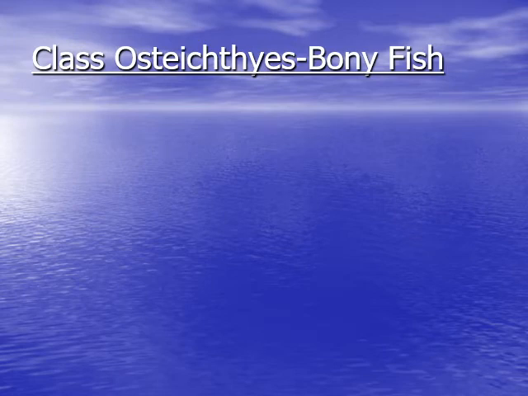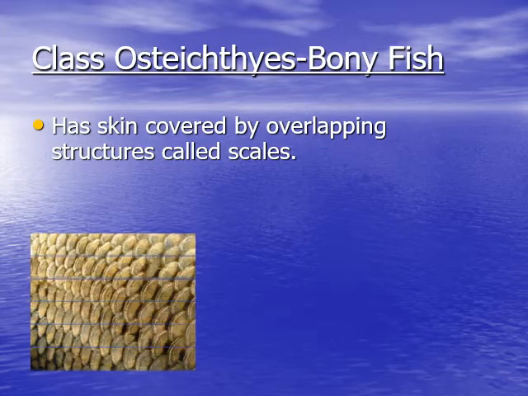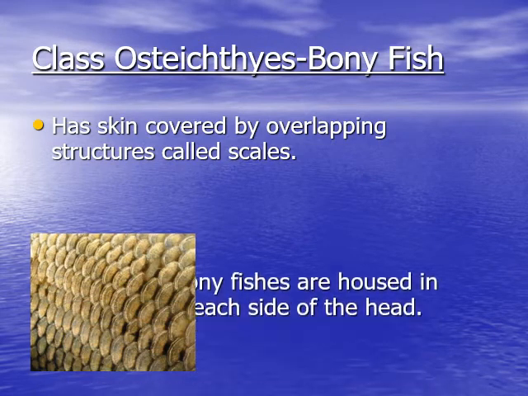The third class of fish that you're probably really familiar with are the bony fish, and these are called Osteichthyes. So a little bit hard to pronounce, but these are the bony fish. They have skin covered by overlapping structures called scales. So these are going to be the fish that have true scales, like in this picture shown below.